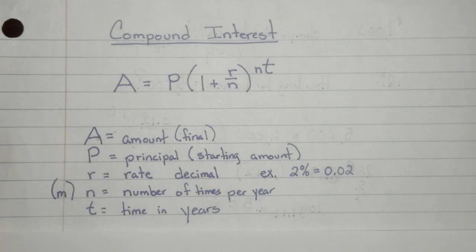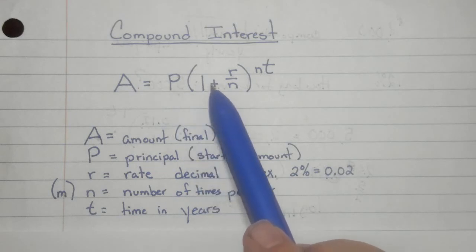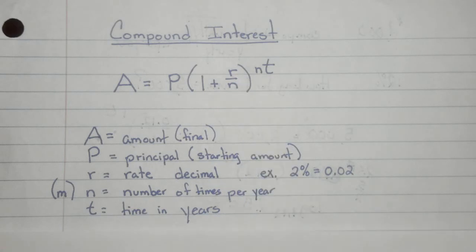Alright, so let's talk through this. P is your principal. It's the amount that you start with. Either you're putting that amount into the bank or that's the amount of your loan. And it gets multiplied by 1 plus your interest rate. Your interest rate is going to be given as a percent, such as 2%, but in your formula, you're always going to convert that into decimal form when you plug it in.